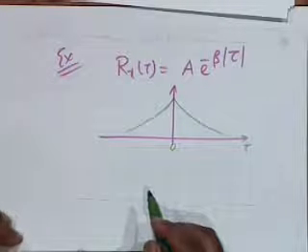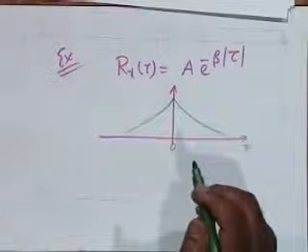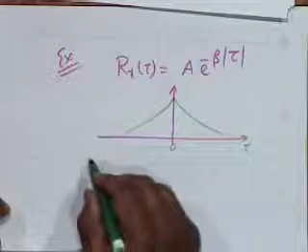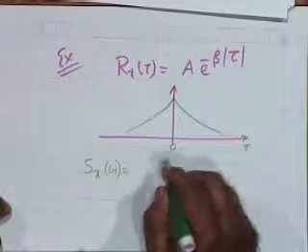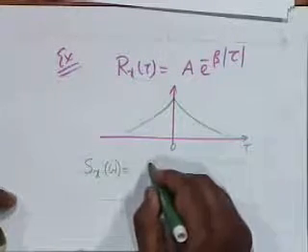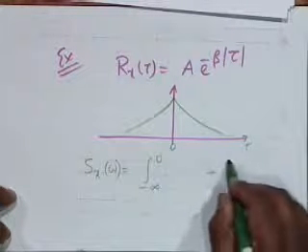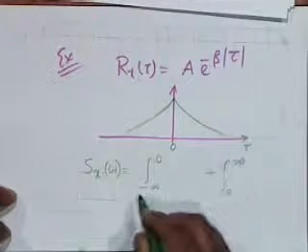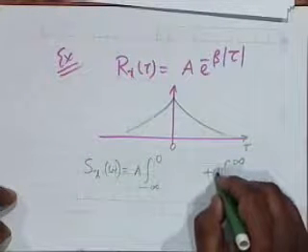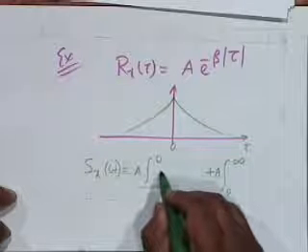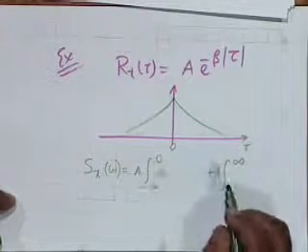It's not discontinuous. It's continuous but not differentiable. Not differentiable at tau equal to 0. Now if I find out the spectral density Sx of omega, then obviously we shall have to integrate from minus infinity to 0 plus 0 to infinity. And minus infinity to 0, capital A, what shall be the form of the function? E to the? The Fourier transform of this.